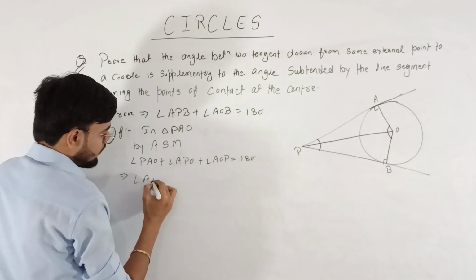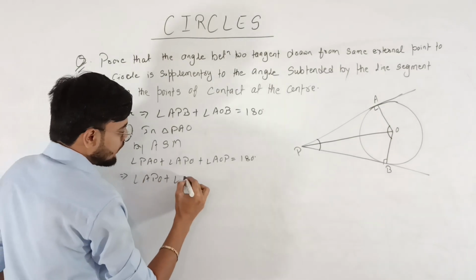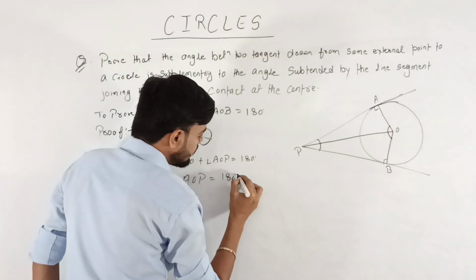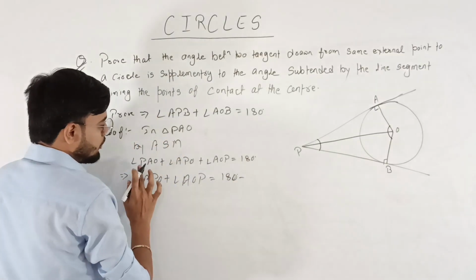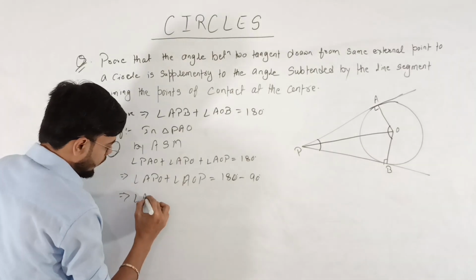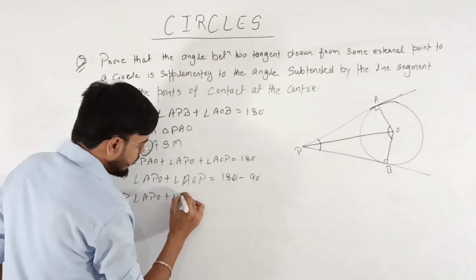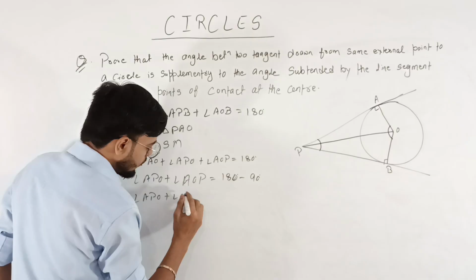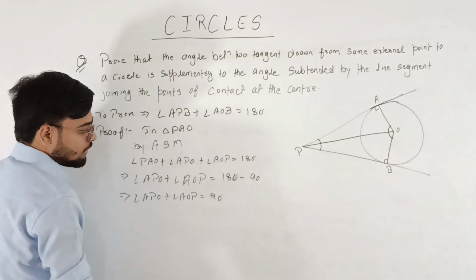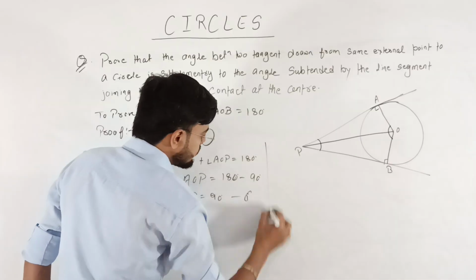So angle APO plus angle AOP is equal to 180 degrees minus, now angle PAO is 90 degrees. So I have angle APO plus angle AOP equals 90 degrees. This is my equation first.